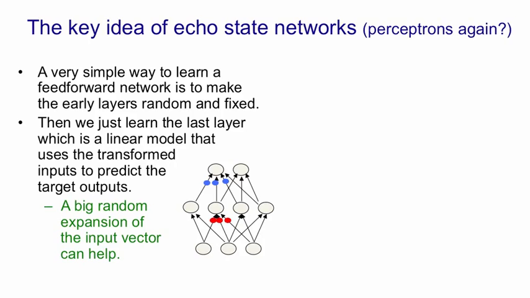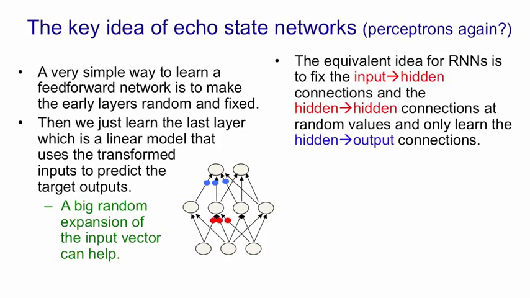So in the little neural network here, those red weights will be fixed at random. They would expand the input vector, and then using that expanded representation, we'd try and fit a linear model. This actually has some quite strong similarities with support vector machines, which are really just a really efficient way of doing this. So those same ideas, many years later, were recycled for recurrent neural networks. The idea is to make the input-to-hidden connections and the hidden-to-hidden connections have random values that are carefully chosen, and just learn the final layer of hidden-to-output connections.